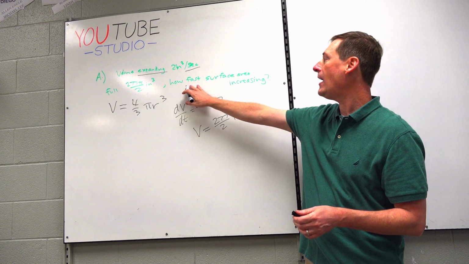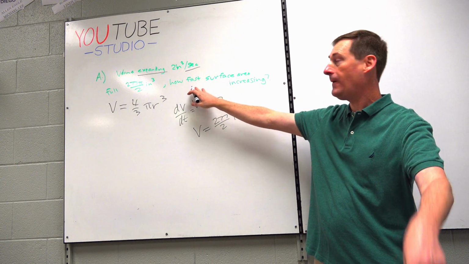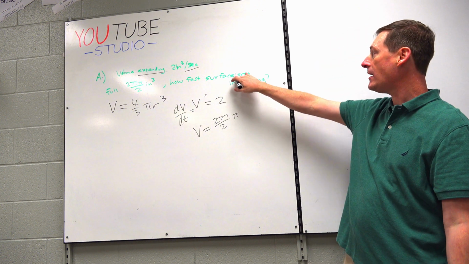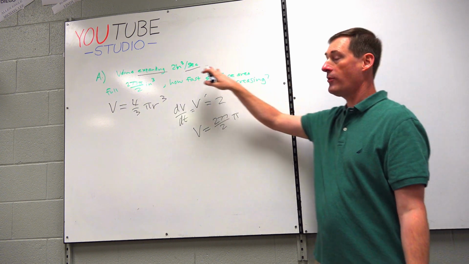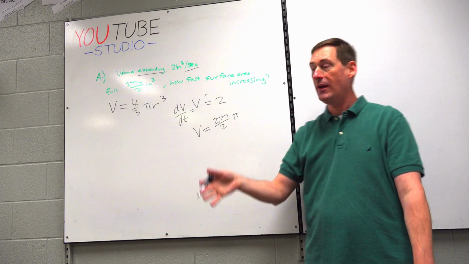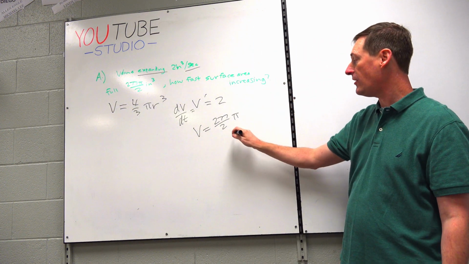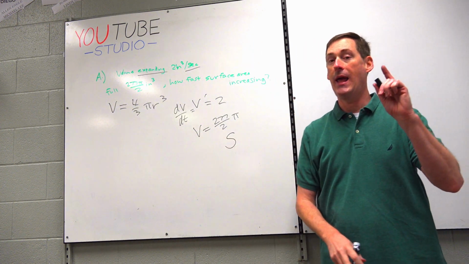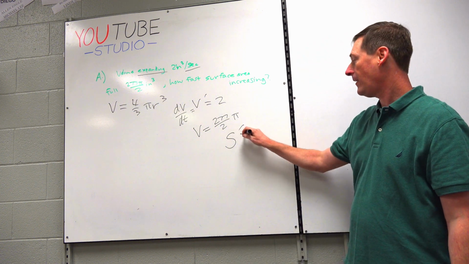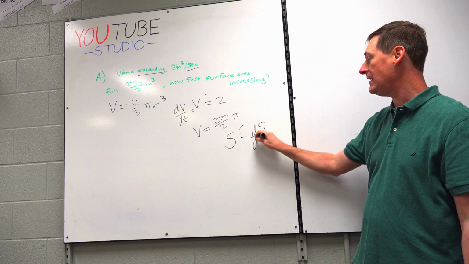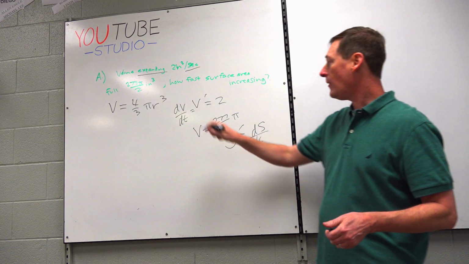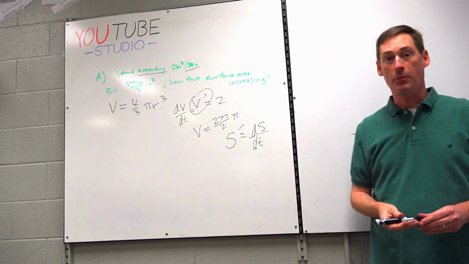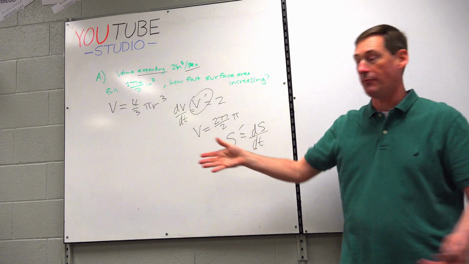And then finally, how fast, derivative, is the surface area increasing, verb. Either the verb or the how fast should tip you off that we're looking for not surface area S, but S prime, or dS/dt, is what we're trying to find. Okay, so I do see that one of our hints is V prime, so I know I have to get to V prime for sure.